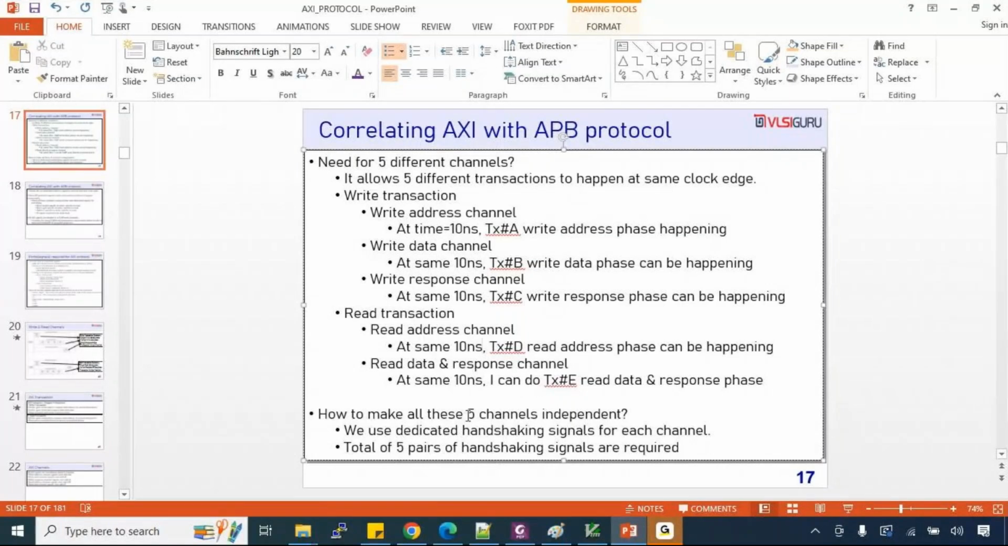How to make all these 5 channels independent? To make them independent, we use dedicated handshaking signals for each channel. Each channel we treat as a separate pipe. So for each pipe, we have separate handshaking signals. So totally 5 pairs of handshaking signals are required, because there are 5 channels.